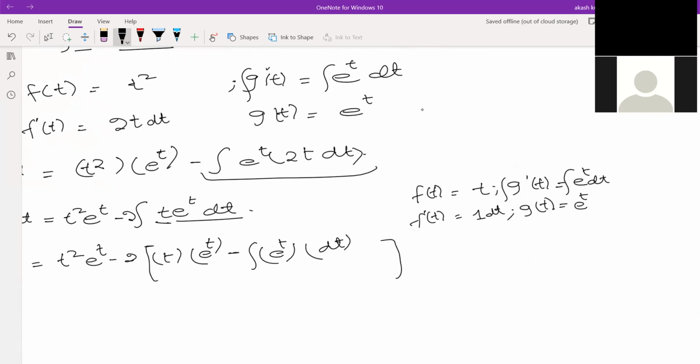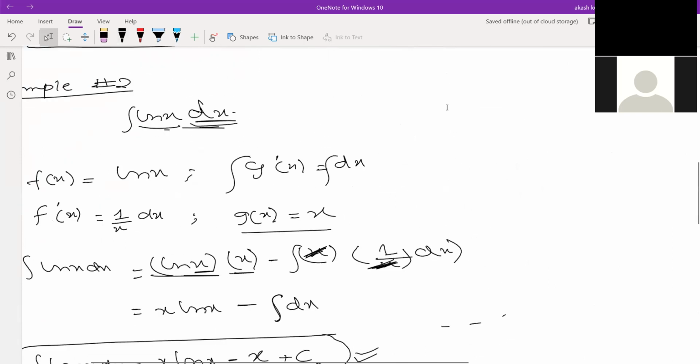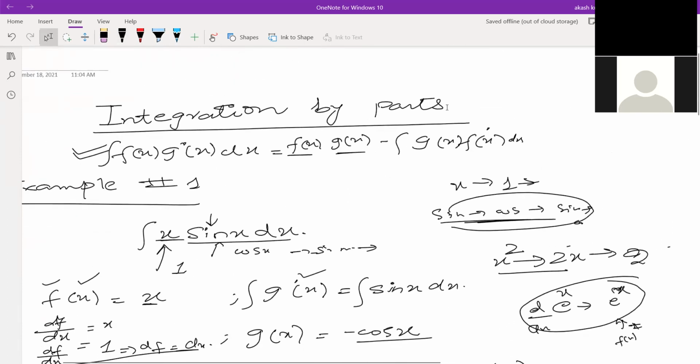Is it clear so far? Yeah, but why are we doing this part like 2 times? Because we have the integral formula. In the integral formula, we have again an integration. So whenever the function has two functions inside the integral, we have to apply integration by parts.